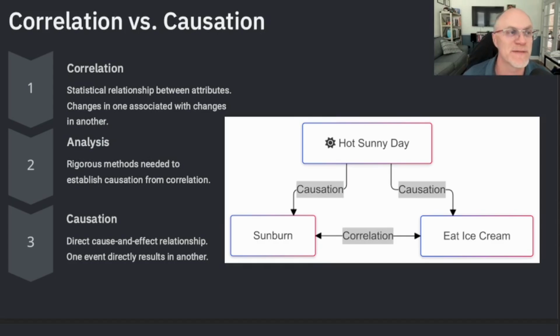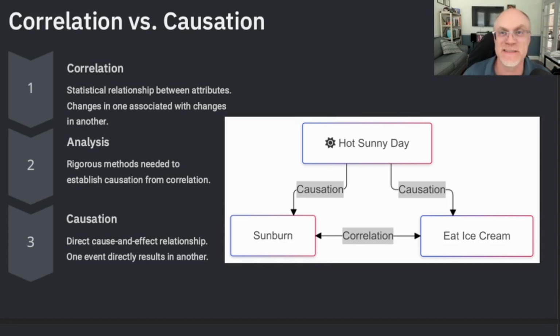Okay, one last topic. So correlation versus causation. If you see a correlation between attributes, there's a statistical relationship there, but that doesn't necessarily mean that one caused the other. You would need to do more analysis. You probably need human experts to figure out the actual why of what's going on.